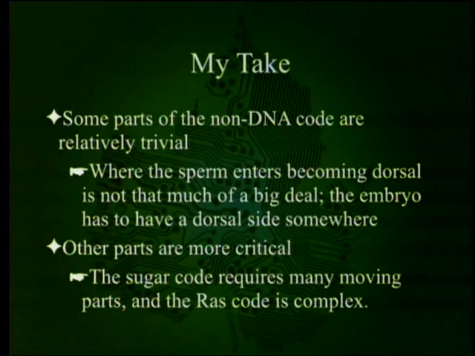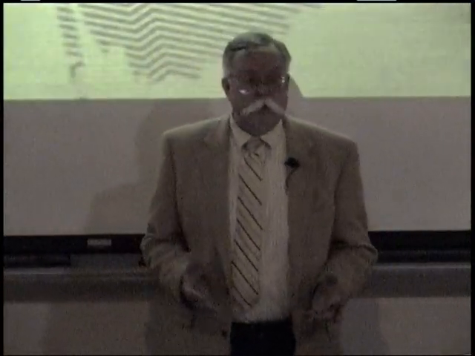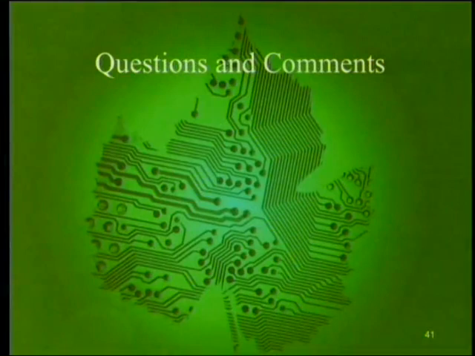For example, the sugar code, which requires a whole bunch of moving parts, not just the sugar sticking up there, but you have to have the enzymes that are going to attach the sugar, and they have to know where they're supposed to attach it in order to make it work. And the RAS code is complex as well. So I don't see how it's going to be an easy job for random variations to give us the raw material that we need to get not only the DNA, but also this other information, and to have them arrive in the same organism at the same time so as to create something new. But that's my opinion. Now it's your turn.